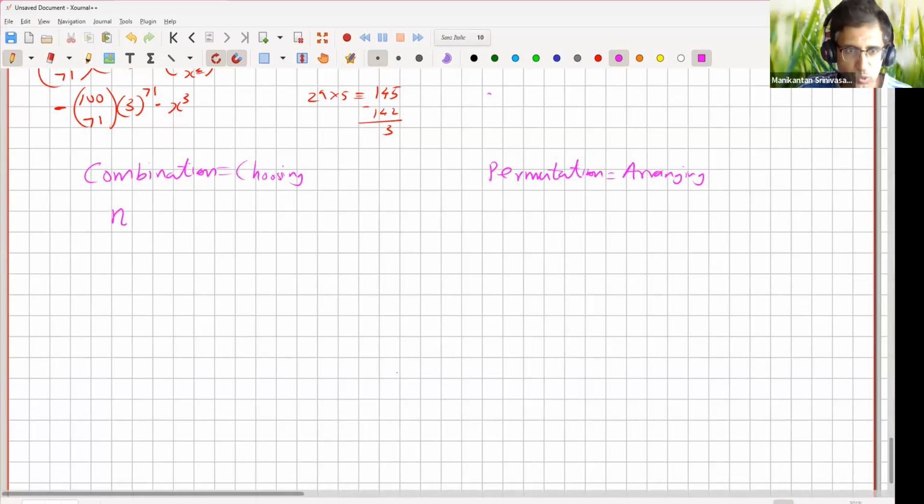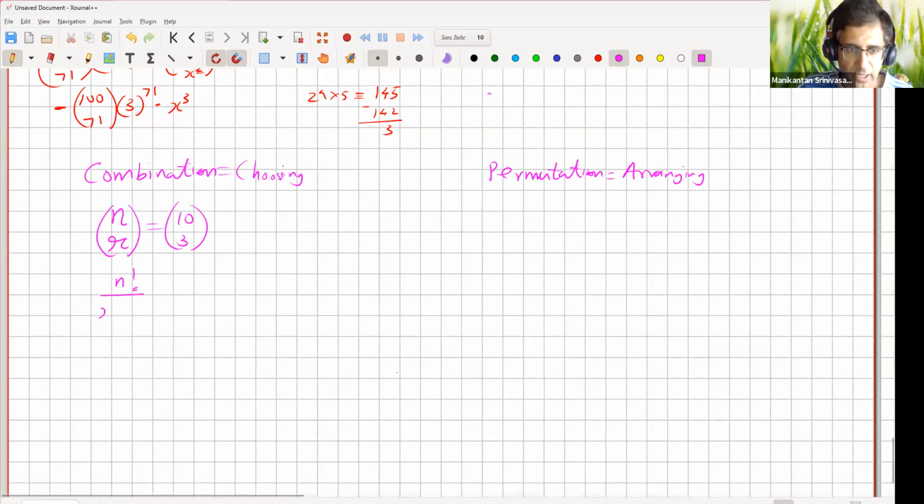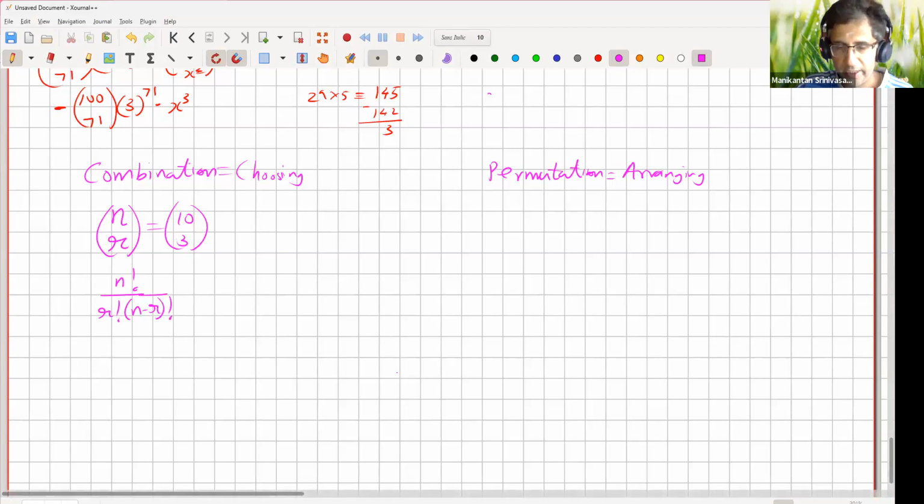And that's what we have been doing so far. We have been doing n choose r, whatever, 10 choose 3. And what was that? That was n factorial divided by r factorial times n minus r factorial. We covered that somewhere in the middle of last class. Those are the coefficients of the binomial expansion. And why do we get them?